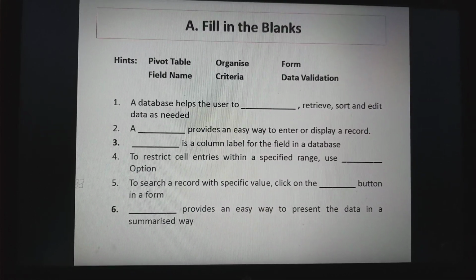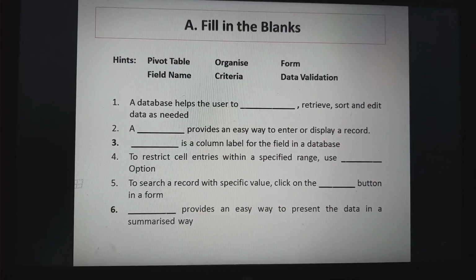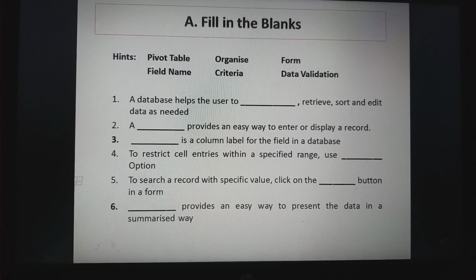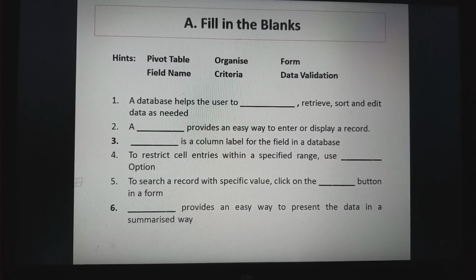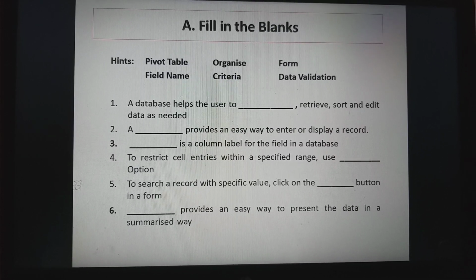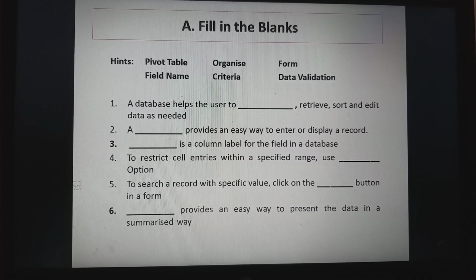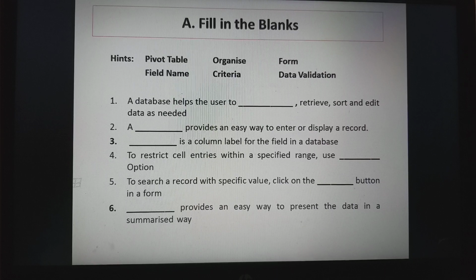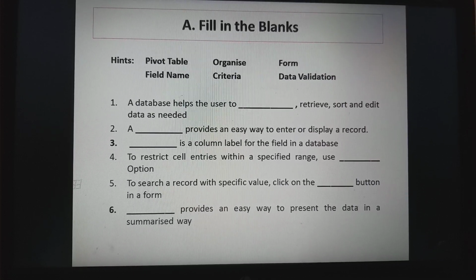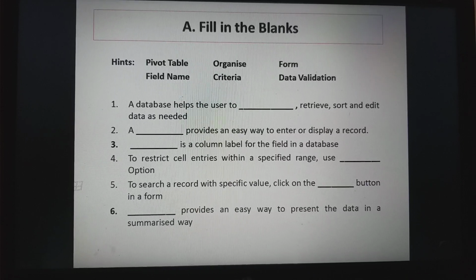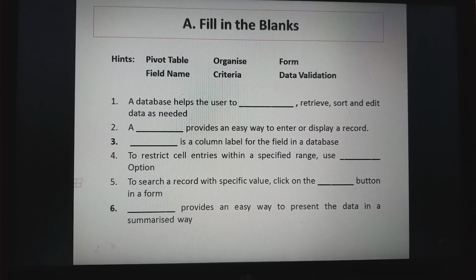Now we will do fill in the blanks. The hints are pivot table, organize, form, field name, criteria and data validation. Now see number 1. A database helps the user to dash, retrieve, sort and edit data as needed. So from the hint you find out the answer, it will be organize, because a database is a storehouse of information where we can keep our data in an organized manner.